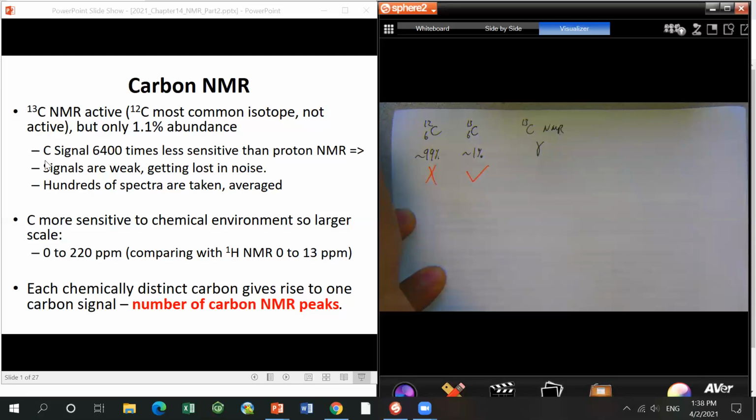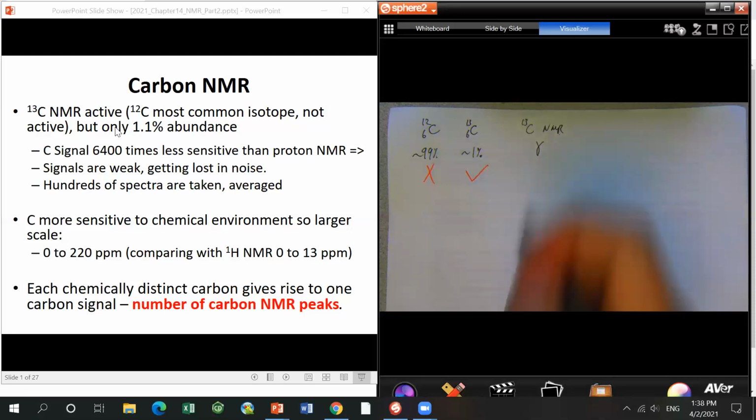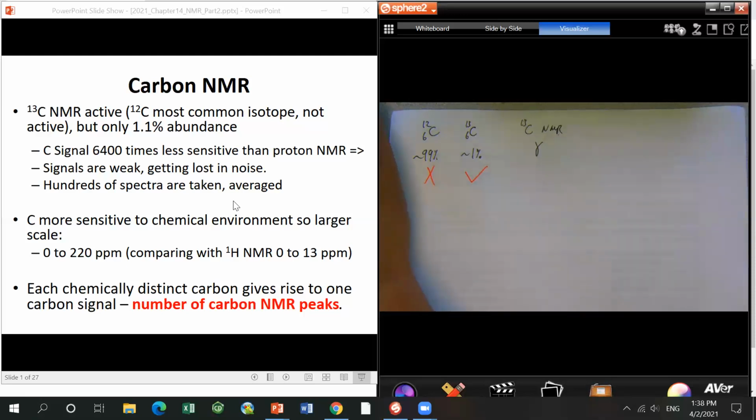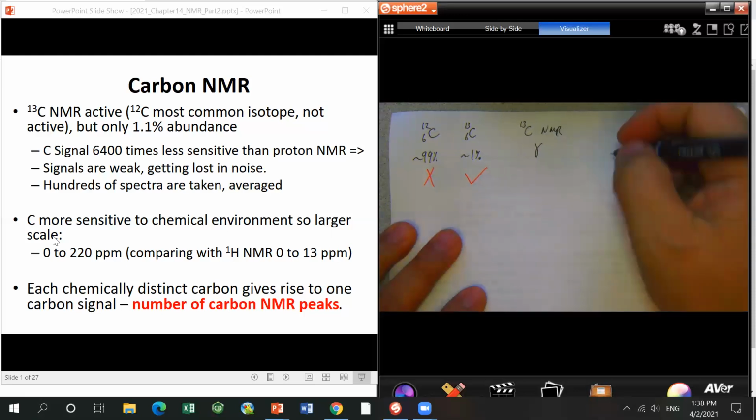Normally, proton NMR takes 1 minute to get, but carbon NMR takes maybe 5 to 10 minutes. For proton NMR, 1 or 2 scans give a very decent spectrum. For carbon NMR, maybe 12, 14, 20 scans give you a very nice one. The reason is the lower abundance and the very small gamma value. But the good thing about carbon NMR is that it is very sensitive to the environment, so it has a larger scale. So remember for proton NMR.